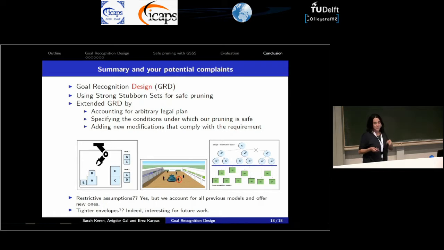We extended goal recognition design by introducing the options, first showing why previous models worked, and introducing new modifications to the environment. So I thought maybe your potential complaints would be that our assumptions are quite restrictive, so assuming modifications cannot add non-distinctive paths, so not adding new paths to the model, is quite restrictive. Yes, that's true, but nevertheless we account for all previous models on goal recognition design that have previously been presented and offer new modifications. Tighter envelopes, indeed. Excellent idea for future work. We consider the whole space, but there's much more to do in this respect.